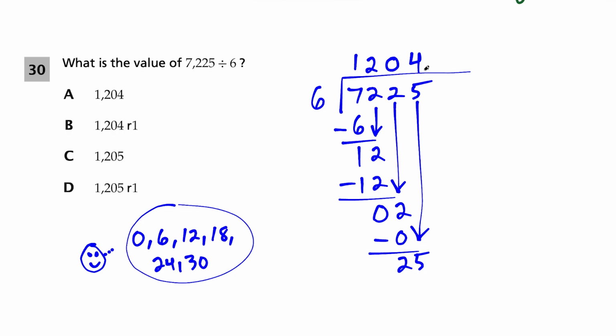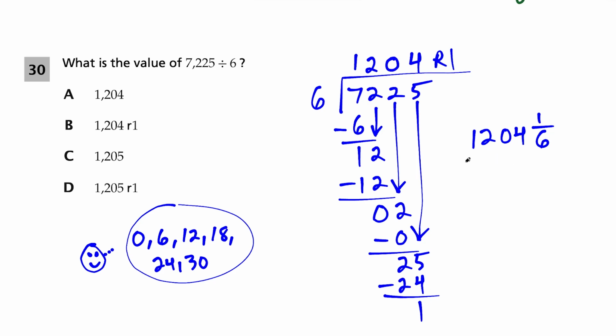So I put my 4 here. 4 times 6 is 24, and I subtract. And now I have no more numbers to bring down. So my remainder is 1. The better way to write this for later is 1204, and my remainder 1 is going over my divisor 6.